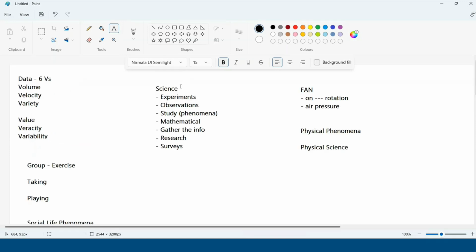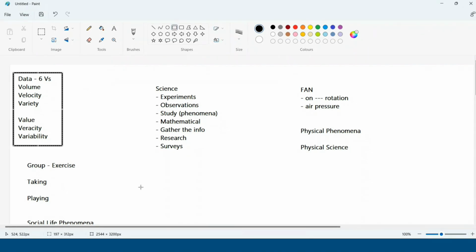But here if you see, we are more concerned towards data, and therefore the science which we are talking about, or are interested in, is data science. So these activities we'll be doing with the help of data.